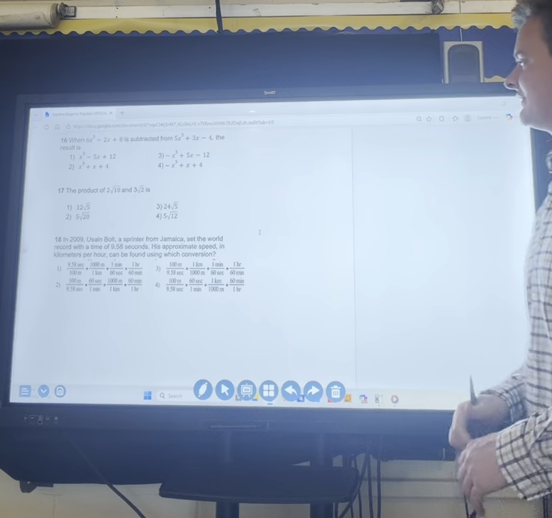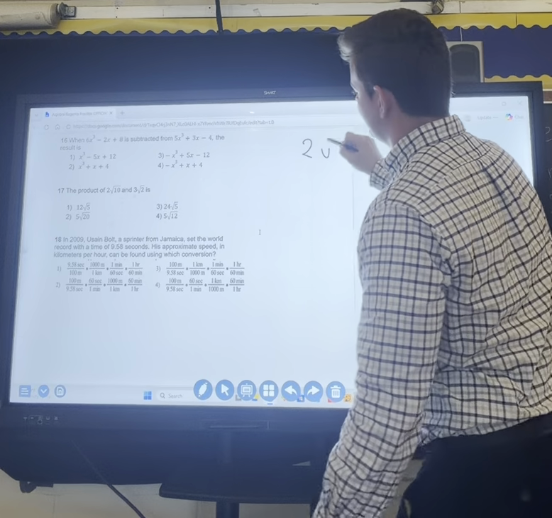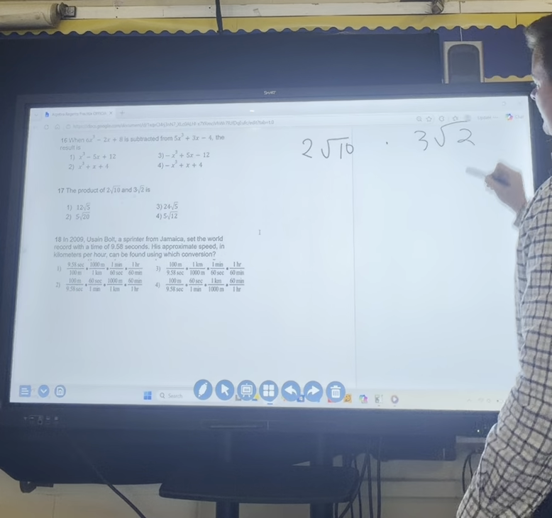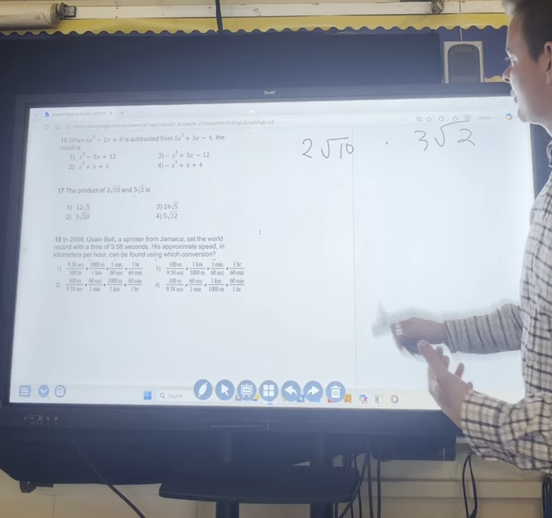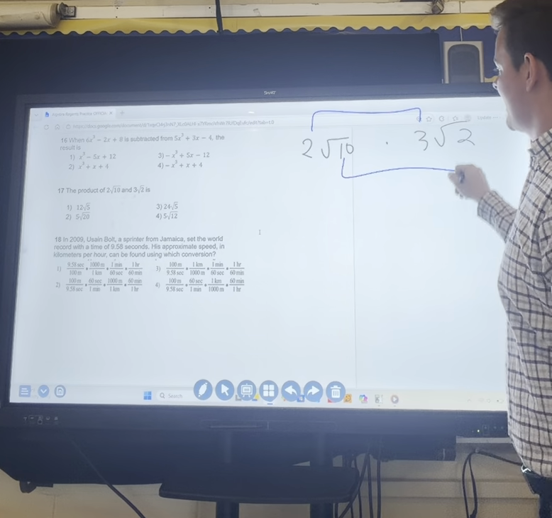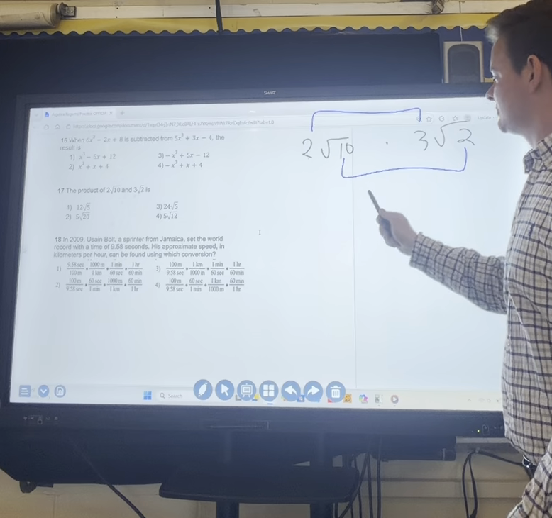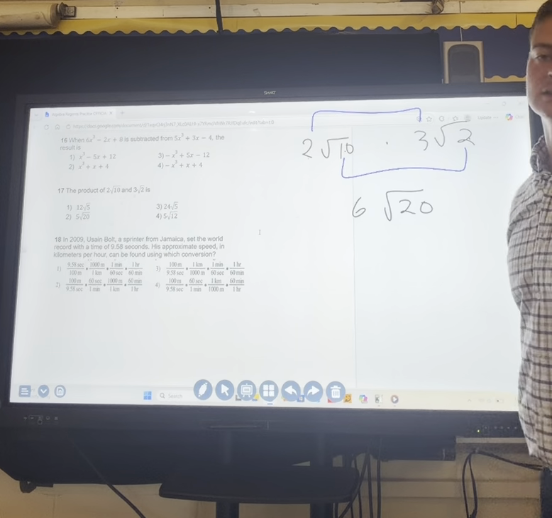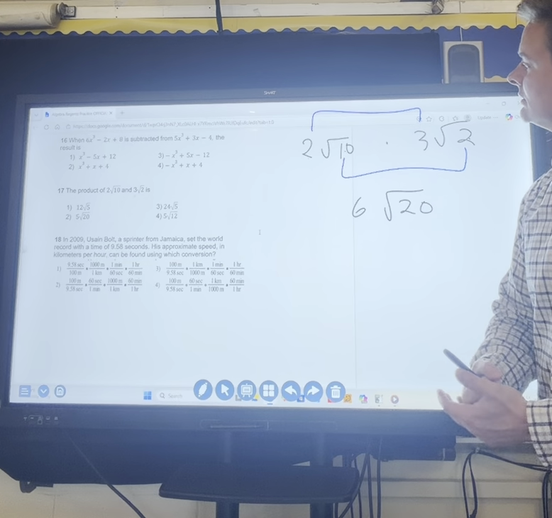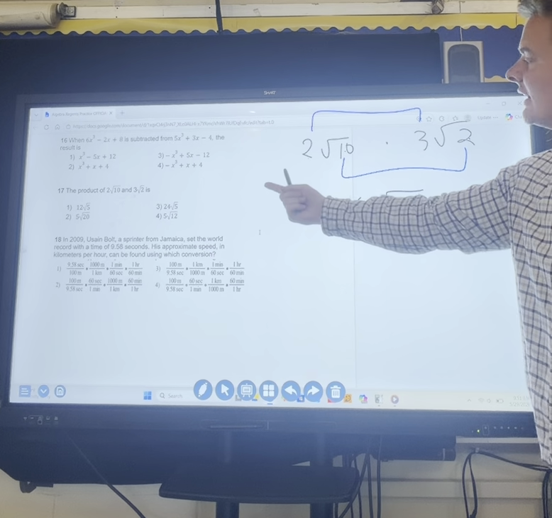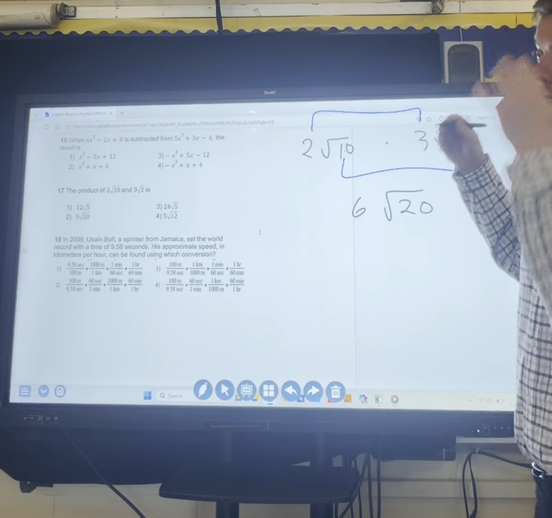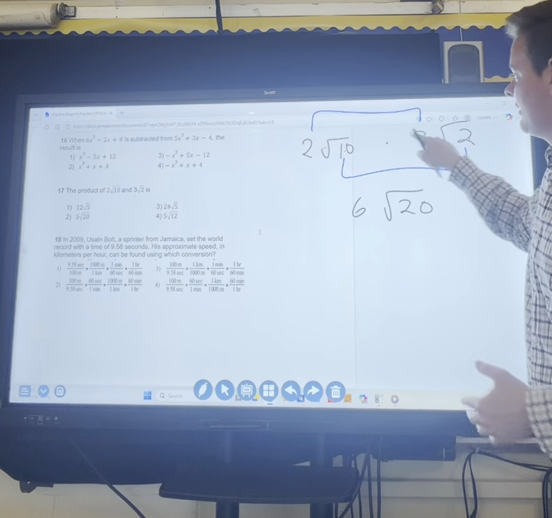17. I need the product of 2 square root 10 times 3 square root 2. Whenever I have this, I multiply out by out, in by in. Outside, 2 times 3, that's 6. Inside, 10 times 2, that's 20. It's not there. What went wrong? Well, I didn't do anything wrong. I know my rules are good. Out by out, in by in.